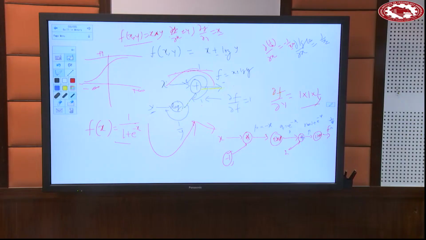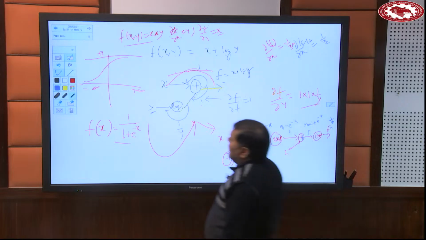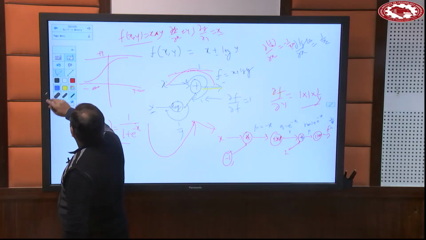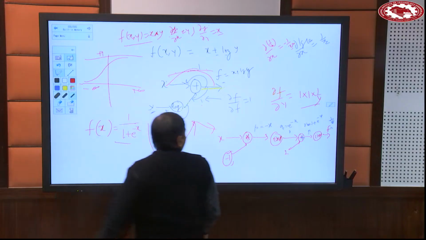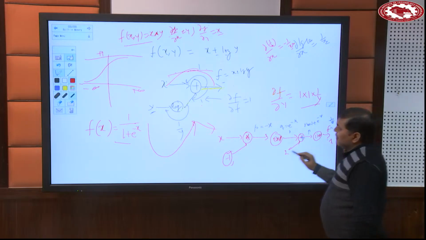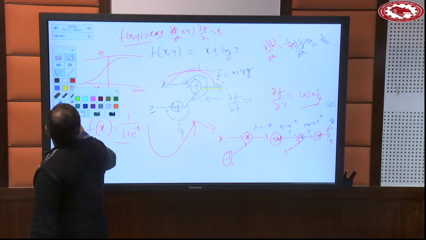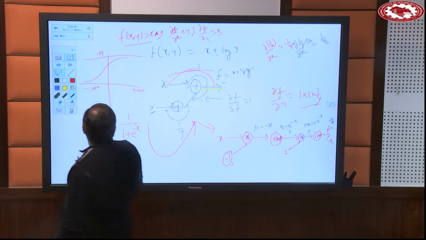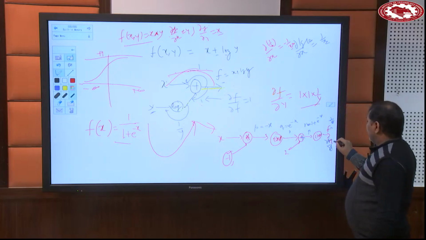Now, can you compute the gradient of f with respect to x? Just see. You know the local gradients for every operator that you have here. So, you know that the gradient of f with respect to f is 1.